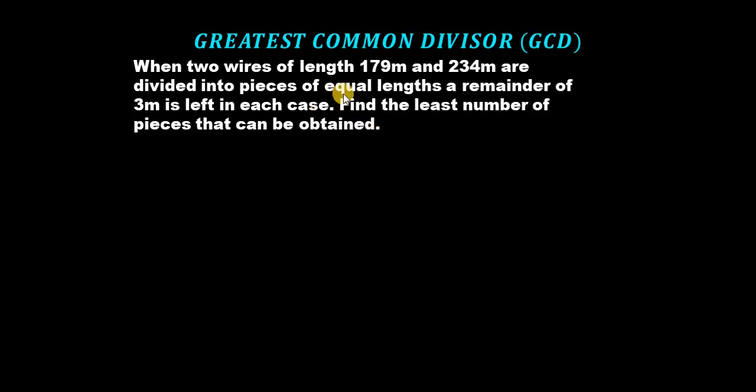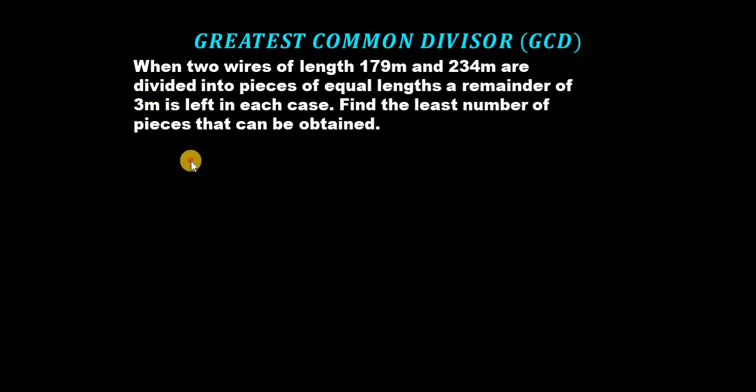Now for this question, we have two wires. One is 179 meters long and another one is 234 meters long. Now these two wires are to be divided into pieces of equal lengths. The length in 179 meters should be equal to the lengths obtained from 234 meters. And from this we can get the idea that we are going to look for a common divisor of 179 and 234. But before we get that, we need to remember that whenever we divide 179 and 234 by the common divisor, we will always have a remainder of 3 meters.